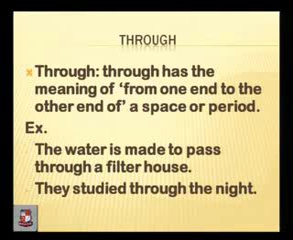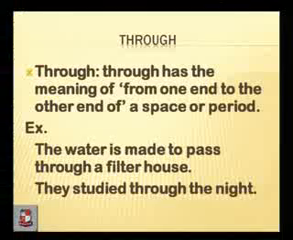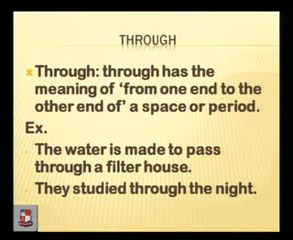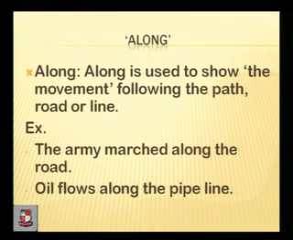Through has a meaning of from one end to the other end of a space or period. For instance, the water is made to pass through a filter house. Thus, through has a meaning of from one end to the other end. The filter house has two ends. Water is made to pass from one end to the other end. They studied through the night. That means they studied through the night from the beginning until the morning.